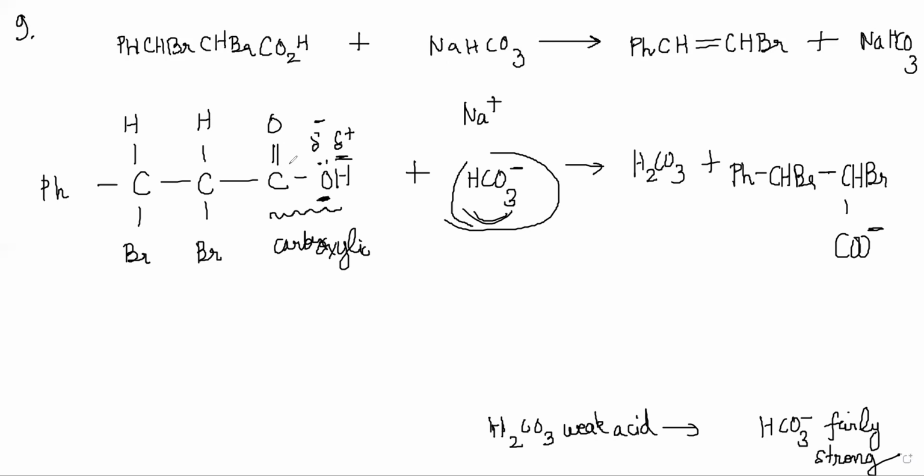Lone pair of electrons. The final product has one bromine, right? So now H2CO3 was there. So O minus is there. So what happens as a result?